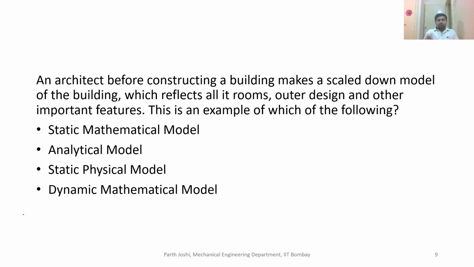It is physical because the architect has built a scaled down model of that building, which is actually a physical thing. And why is it static? Because the building model is generally not designed to move here and there. So that's why it's called static. So yeah, that's the correct answer.